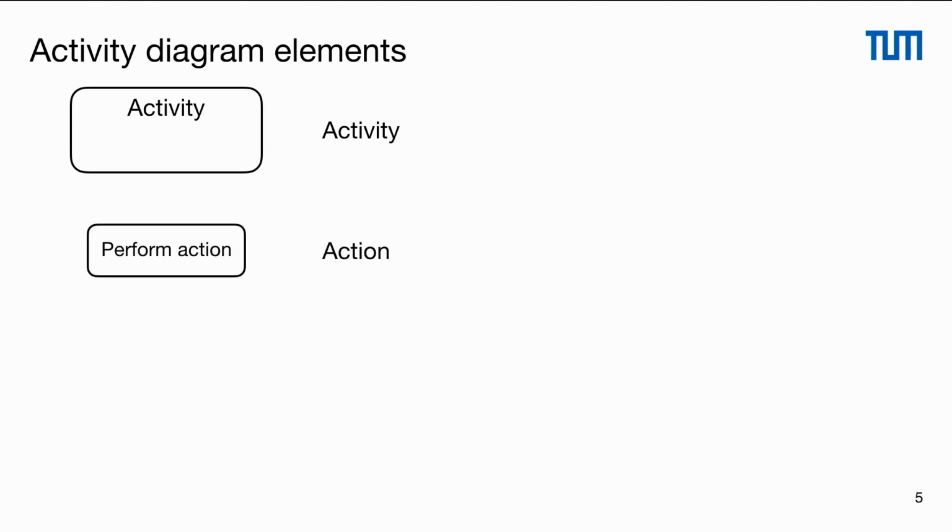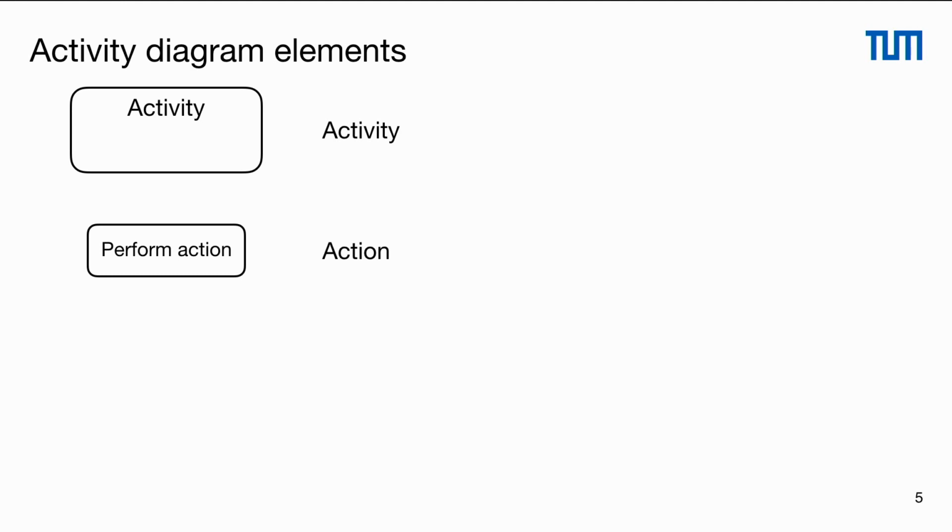Let's have a look at the different activity diagram elements. First of all, we have an activity, which is a larger unit of work, as we have learned before, that consists of multiple actions. Actions are also drawn as rounded rectangles, so we cannot distinguish them easily from activities, but actions should always be written in the form perform something, in a verbal form.